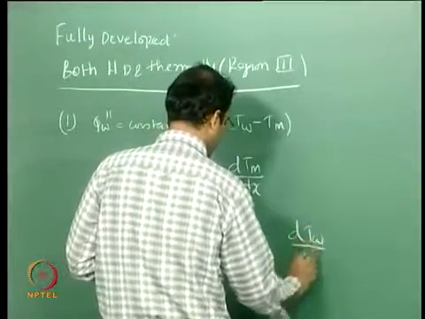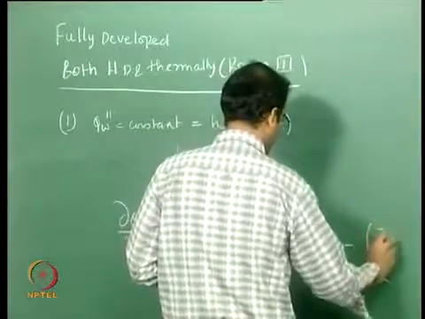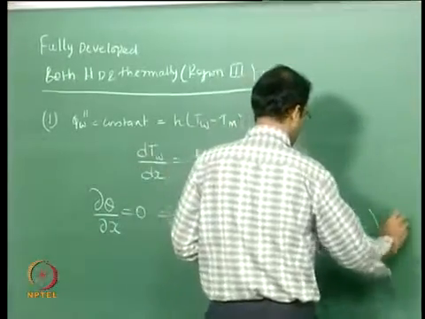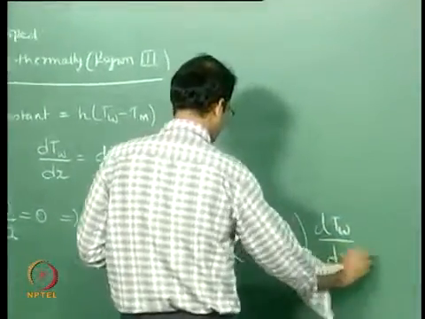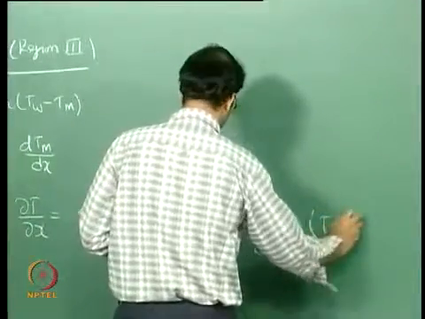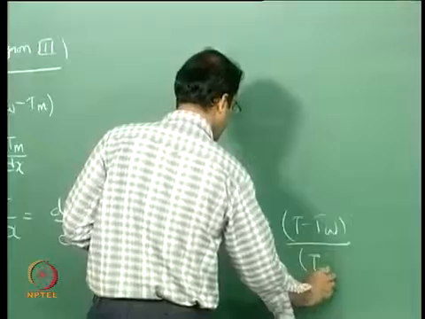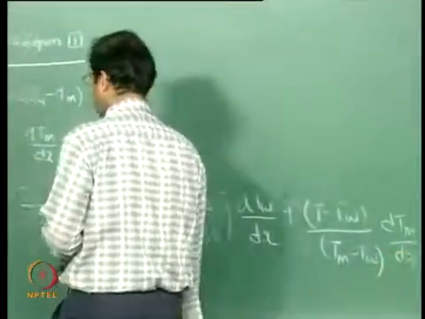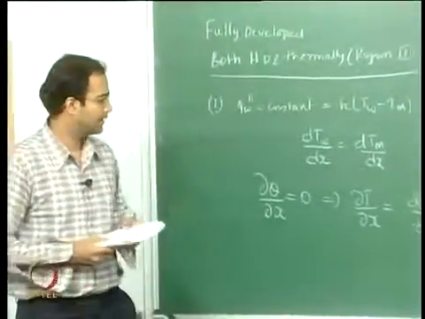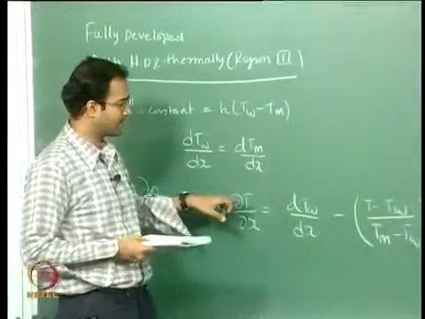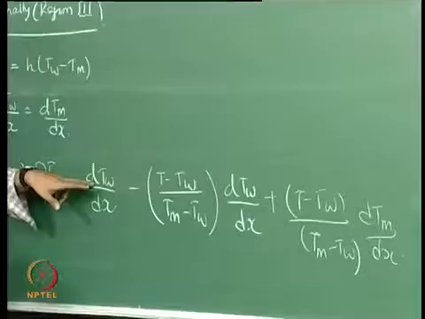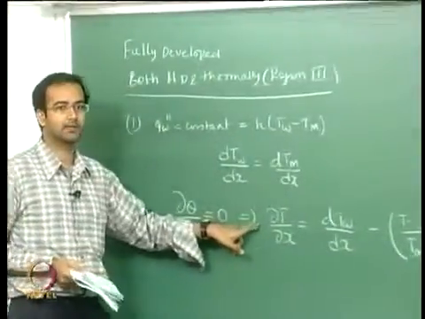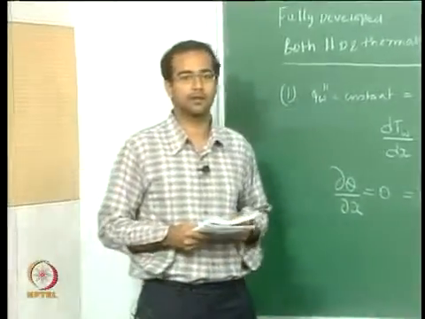That was dT by dx equals [(T wall minus T) by (T wall minus Tm)] into dTm by dx plus [(T minus Tm) by (T wall minus Tm)] into dT wall by dx. Correct. So you can note the partial and the standard derivative that I am using here. This is a function of only x, this is a function of only x, whereas temperature is a function of both r and x. Therefore I use a partial derivative for dT by dx.